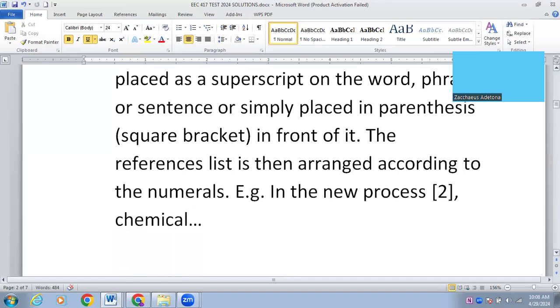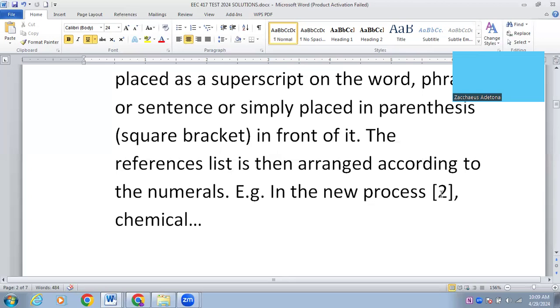For example, I give an example here: in the new process, then I put square brackets and 2 in the brackets. Then the sentence continues, chemical, and so on and so forth. So this is just to illustrate what we have in mind. So we use numerals, that is numbers, to identify the literature item that is being cited.